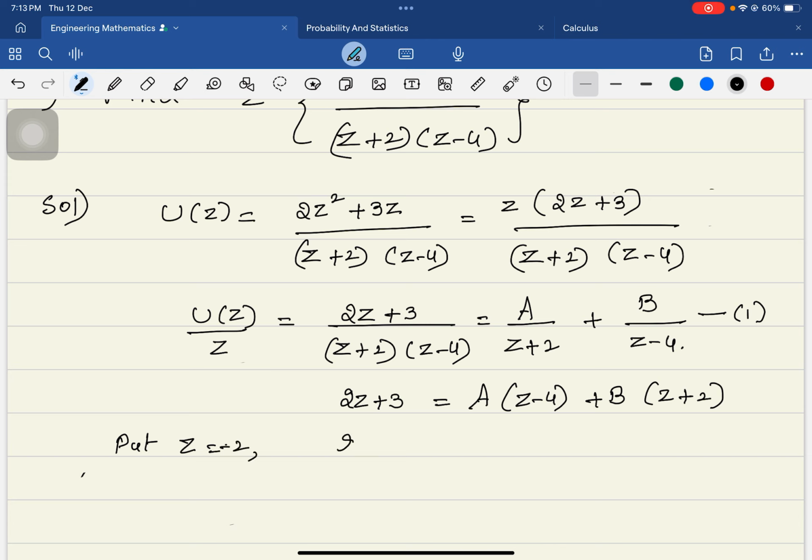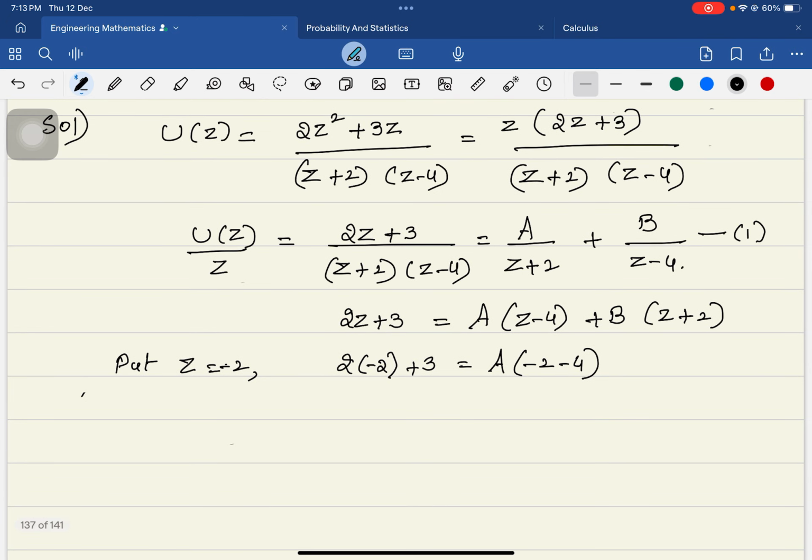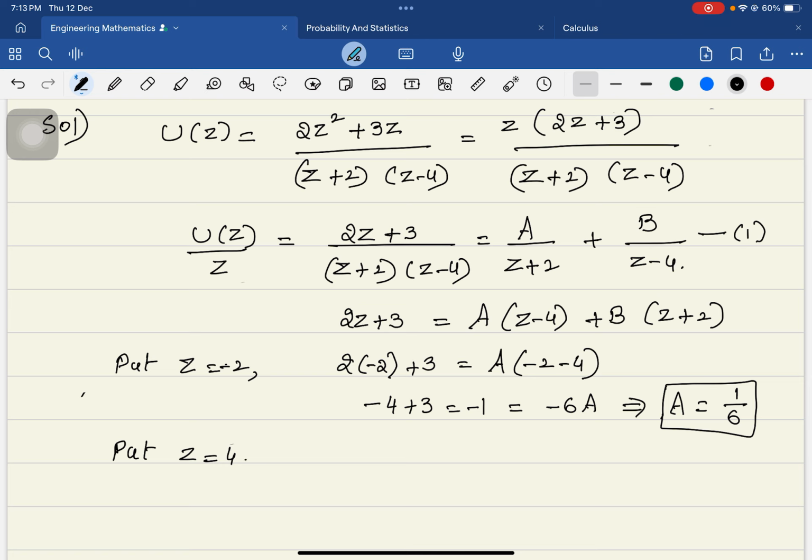When you put z is minus 2, then 2 times minus 2 plus 3 is given by A times (minus 2 minus 4), and B times (minus 2 plus 2) gives you 0. So that is minus 4 plus 3, which gives you minus 1, and this is minus 6 times A. So the value of A is 1 over 6. This we got. Now let us put z is equal to 4 to get the value of B.